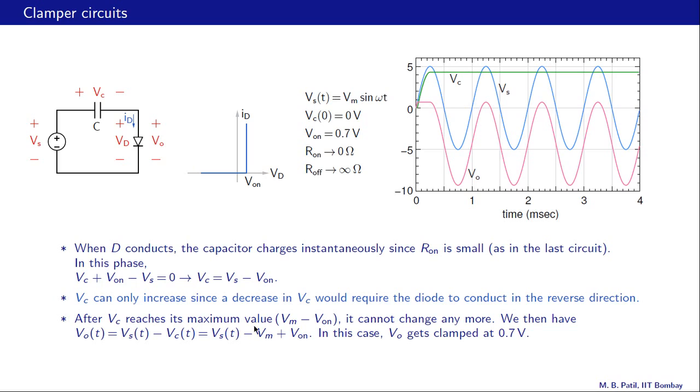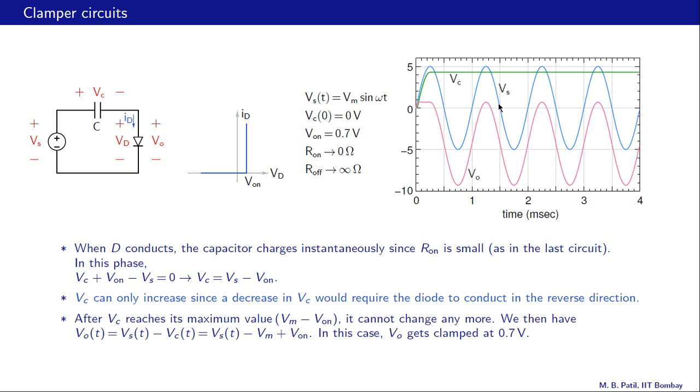After Vc reaches its maximum value, it cannot change anymore for the same reasons we discussed earlier. And we then have Vo of t equal to Vs of t minus Vc, which is Vs minus Vm plus V on. So it turns out to be Vs minus 4.3 volts. Earlier this was minus 5 volts and now it is minus 4.3 volts. So that's really the only difference, and in this case the output voltage gets clamped to 0.7 volts.